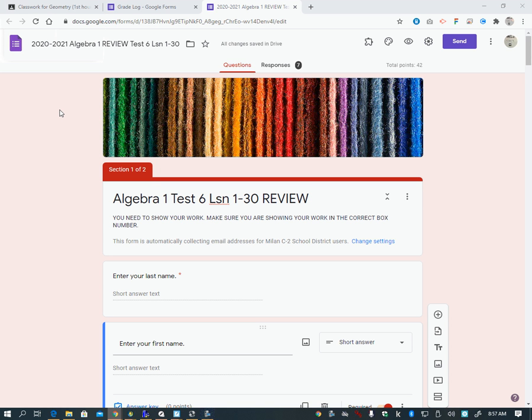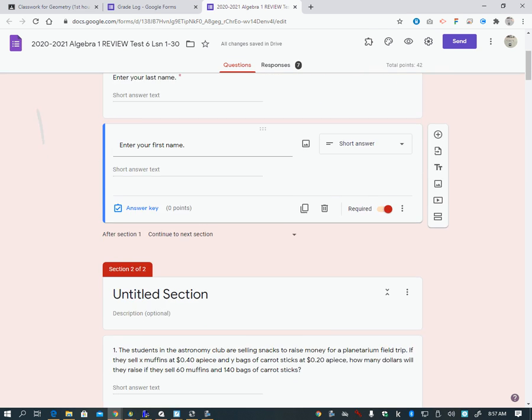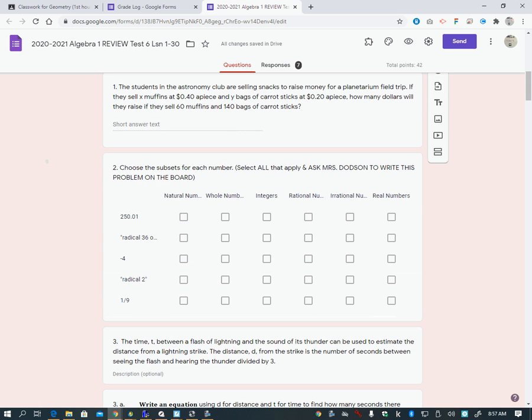All right, so this is our Algebra 1, Test 6, Lesson 1 through 30 review. We're going to take a quick look through here and try to answer as many of these questions as we can today. We'll pick up tomorrow with whatever's not covered. Hopefully everybody's got pencil and paper out. I don't have the answer key in front of me, but I think we can pull these things up and look at them as we need to.